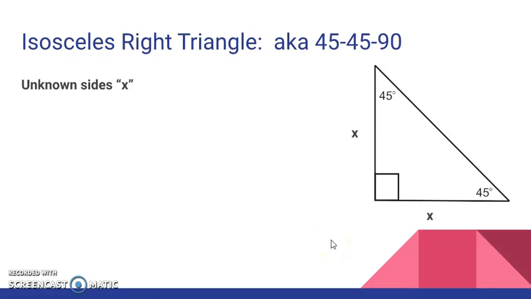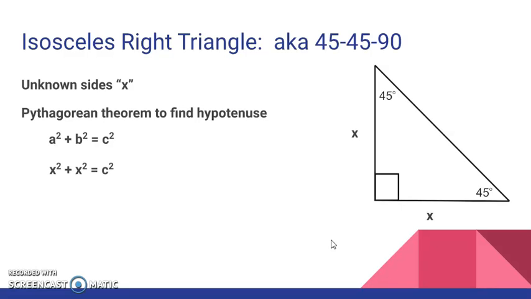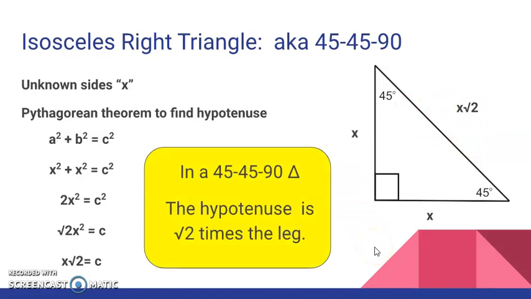At this point, I can really just use the Pythagorean theorem to find the hypotenuse. So, as I plug in my a squared plus b squared equals c squared, I've got x squared plus x squared, which of course is 2x squared. When I take the square root of 2x squared, I get x times the square root of 2. Therefore, my hypotenuse is x square root 2. So I just found out the hypotenuse is the square root of 2 times the leg.